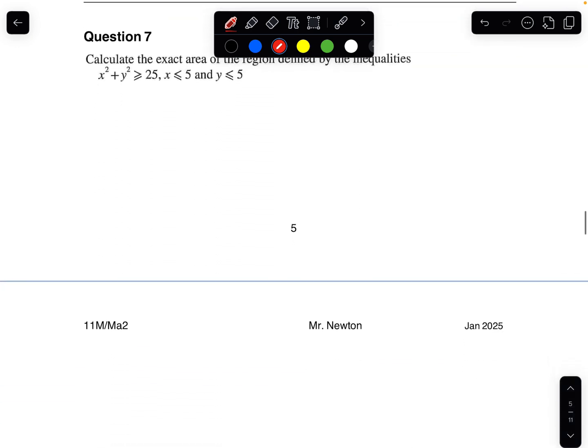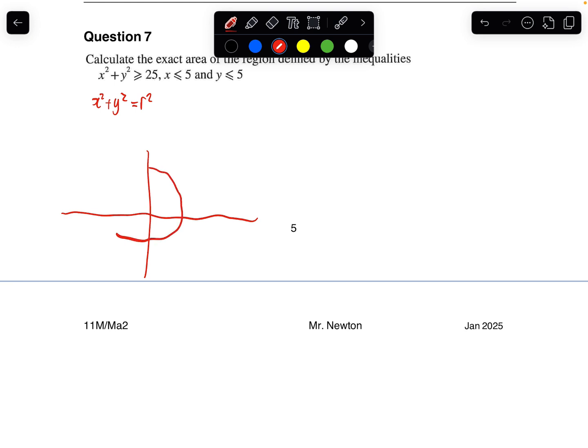Right, exact area determined by the inequalities. Once again, I see this and instantly think x squared plus y squared is equal to r squared. This is a circle with radius 5, so I'm going to draw a quick little graph like that. Nothing too accurate. There's 5, minus 5, and minus 5.